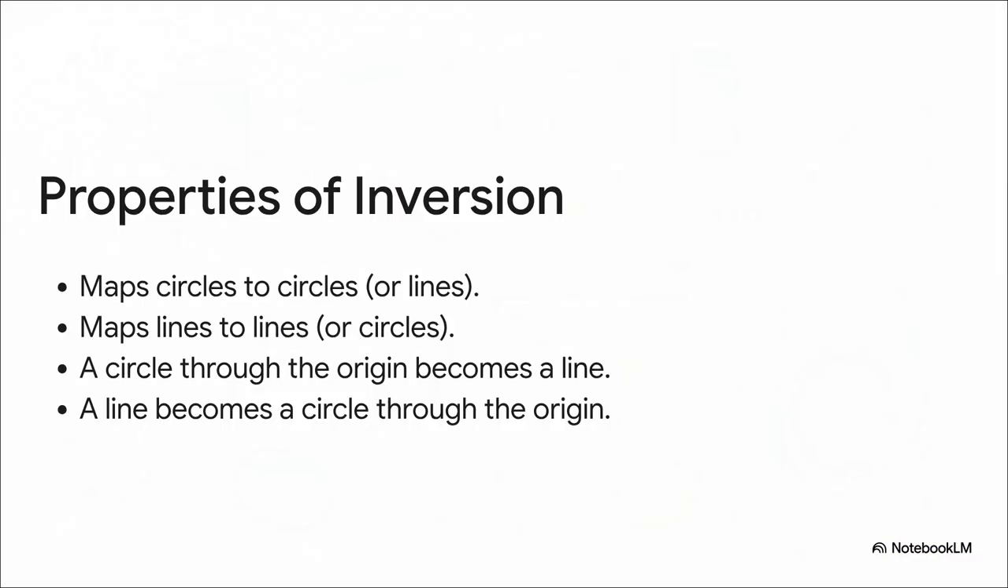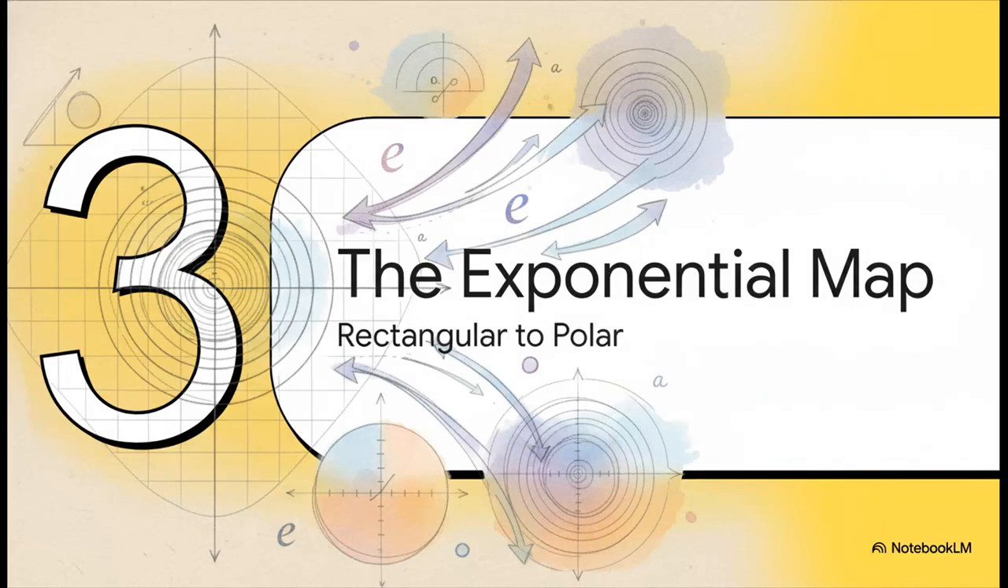And here are those rules. Inversion maps circles to other circles and lines to other lines. Well, most of the time. The really cool part is that they can actually trade places. A circle that happens to pass right through the origin gets flattened into a perfectly straight line. And a line can get curled up into a brand new circle. It's amazing.